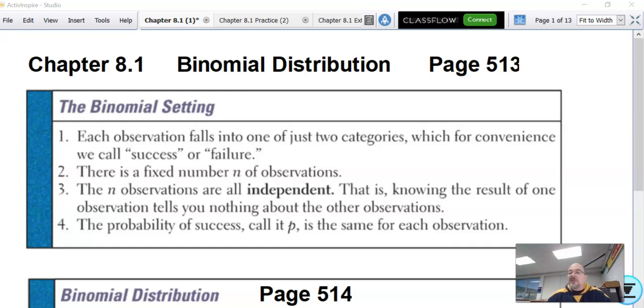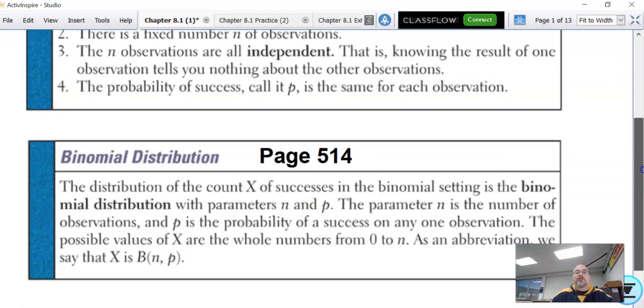Number 2, it has to be a fixed number of observations. We have to know exactly how many that is. That will be key. That part of this will change when we get to 8.2, which is on the geometric distribution. Number 3, the observations are independent. That is, knowing the result of one observation tells you nothing about the other observations. Number 4, the probability of success, call it P, is the same for each observation. That means it will never, ever change. Again, you will find these on page 513.